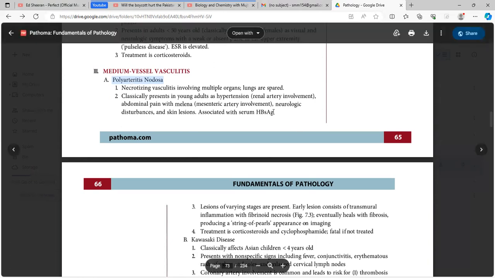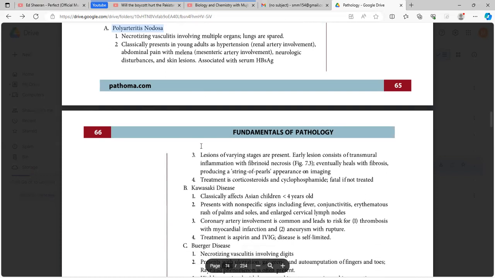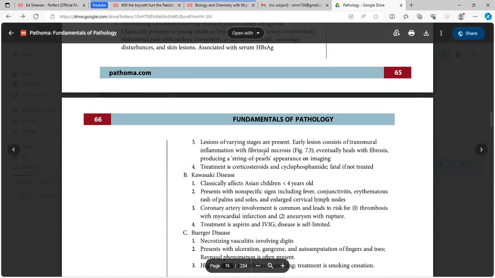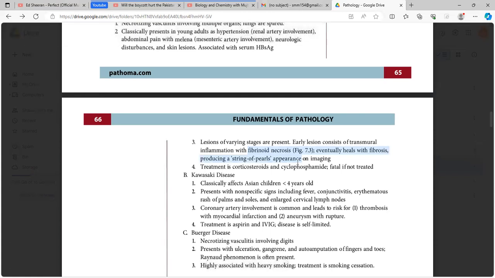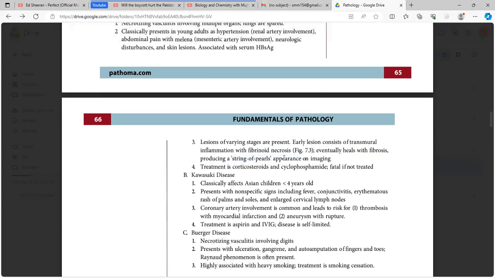Now, clinical manifestations, as I told you, the person will have bloody diarrhea as well as abdominal distension and extreme pain. Now, it is also associated with positive hepatitis B surface antigen, meaning that the person will also suffer from hepatitis B. And on its microscopic appearance it will have fibrinoid necrosis. This is a pattern of necrosis which we studied in the previous chapters, and under the microscope it will have a string of pearls appearance.